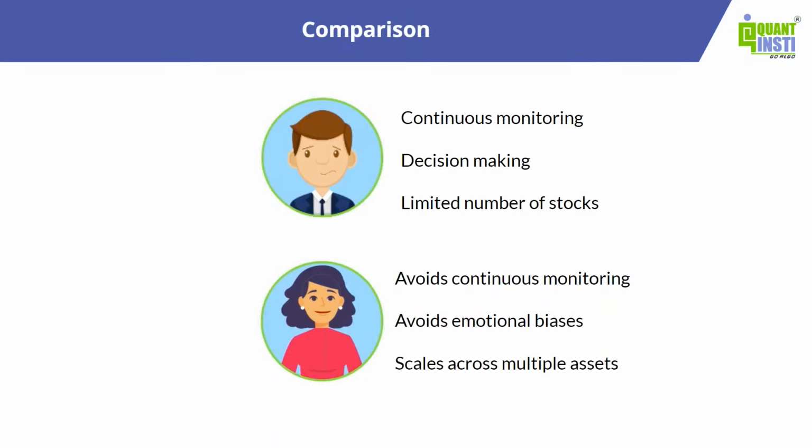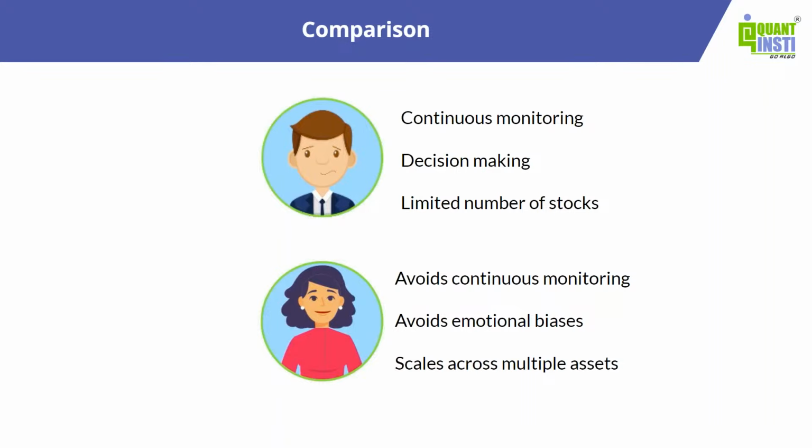Also, since this is automation, you can scale across multiple assets. For example, John might be trading only on equities, and if he had to trade on commodities, he might have to move the market, or he might have to wait for the commodities market to open. And even if he had to trade across futures, options, and equities at the same time, it's very difficult as a human to do it manually.